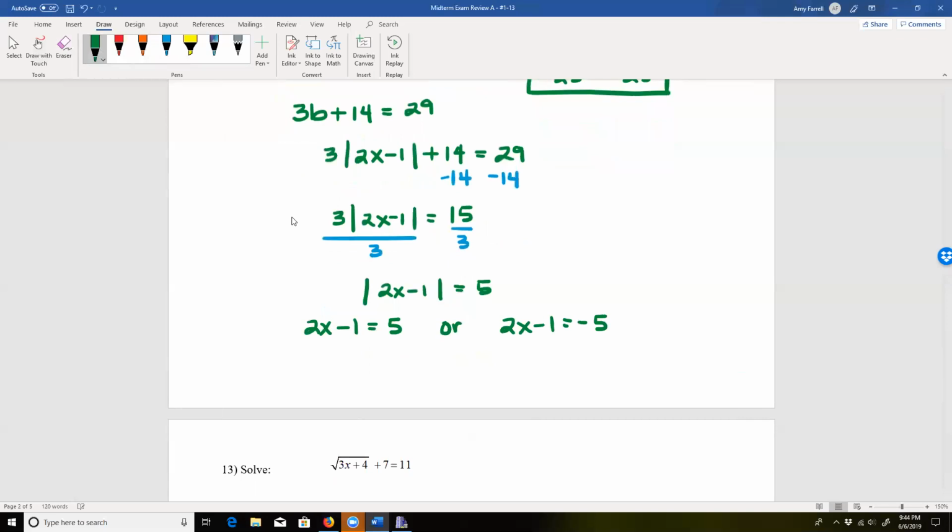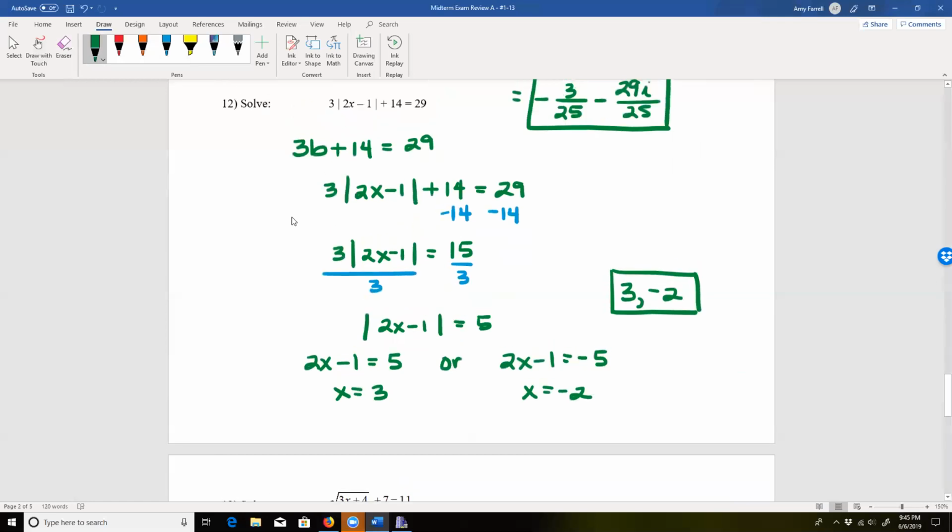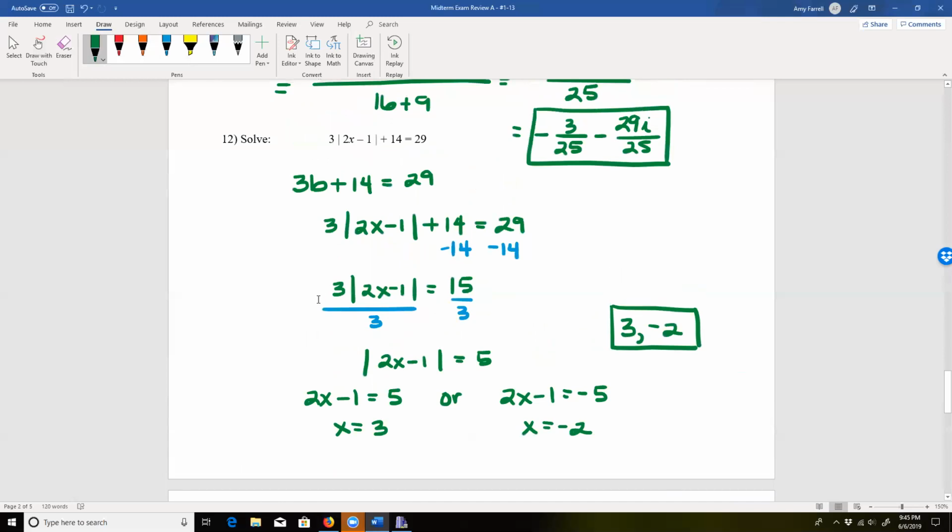So we'll want to set ourselves up 2 equations. When I solve the one on the left, I'm going to get 3. I figure you guys can do this. Add 1, divide by 2. Over here, same thing, add 1, divide by 2, and we get negative 2. So our 2 solutions are 3 and negative 2. You could always check your answers in the original equation. They will both work. If you plug in 3, you're going to get 5 inside the bars. Absolute value of 5 is 5. If you plug in negative 2, you're going to get negative 5 inside the bars, but absolute value of negative 5 is still 5, so they both work.